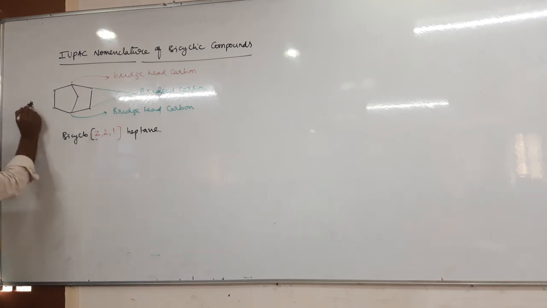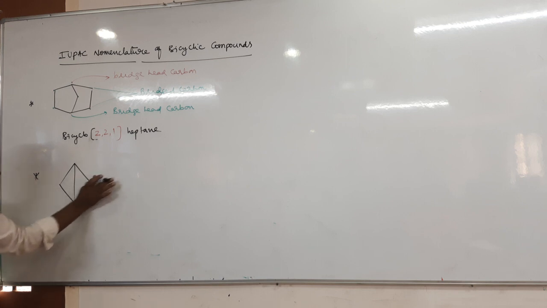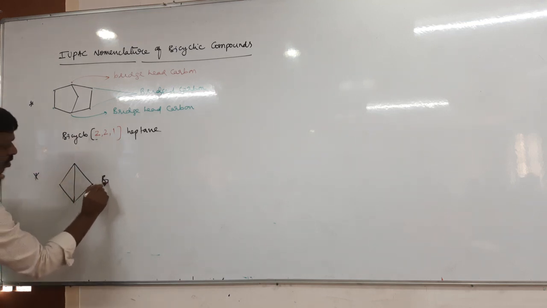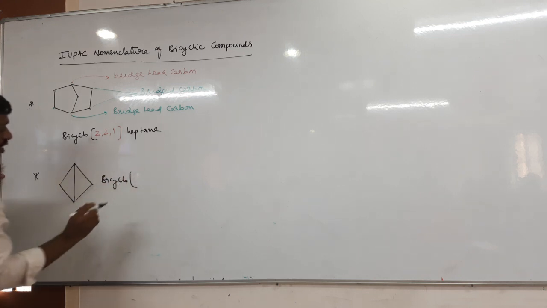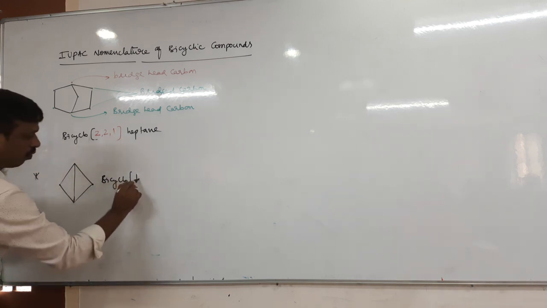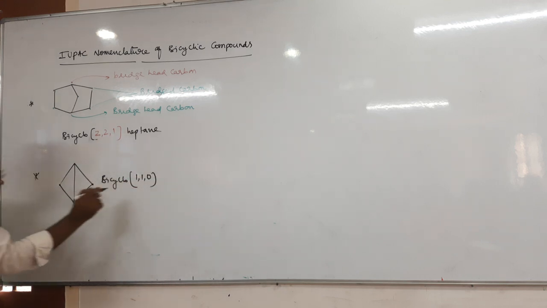So take this example next, and tell me what is the IUPAC name of this? It is also bicyclo. There are two cyclic rings. Bicyclo in square brackets, write the number of bridged carbons. 1 only, and no bridged carbon, 0. Therefore 1, 0. Then meth, eth, prop, butane.